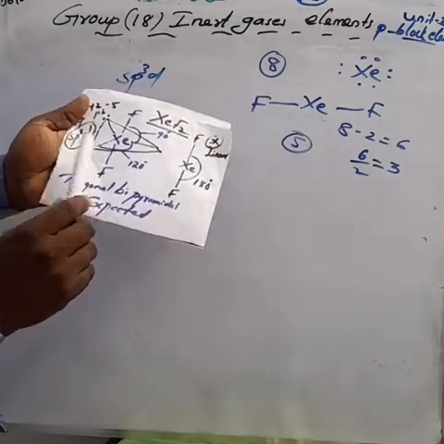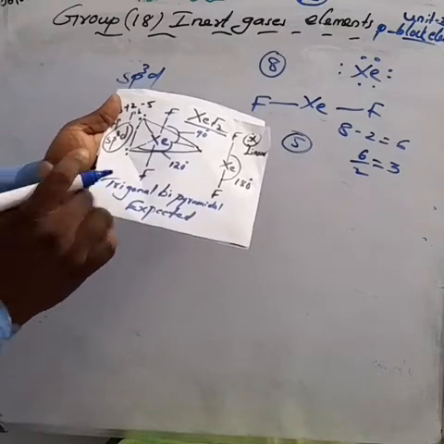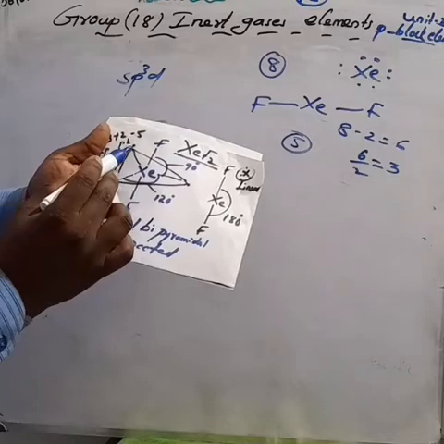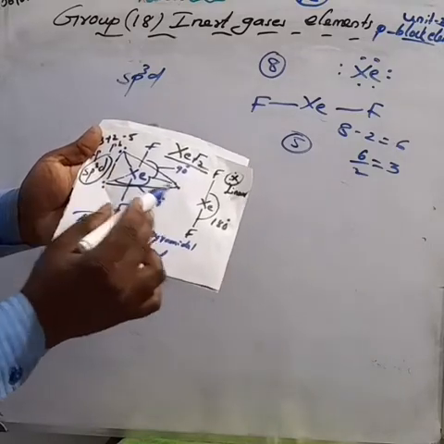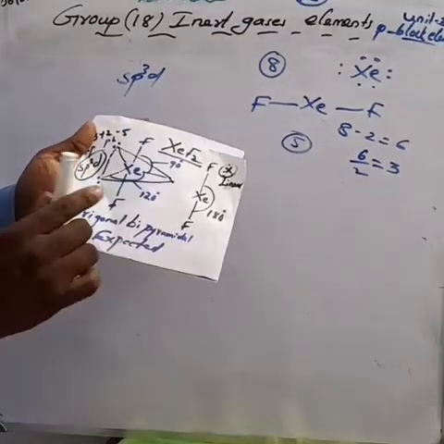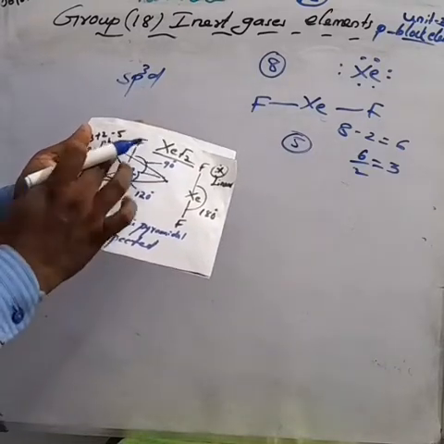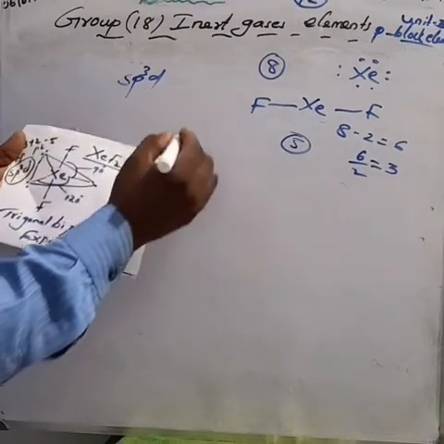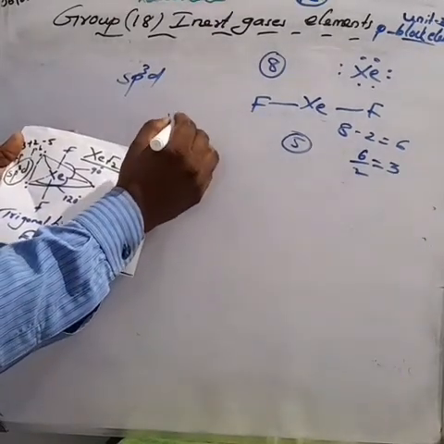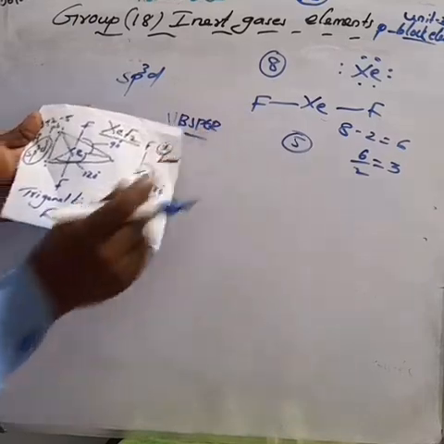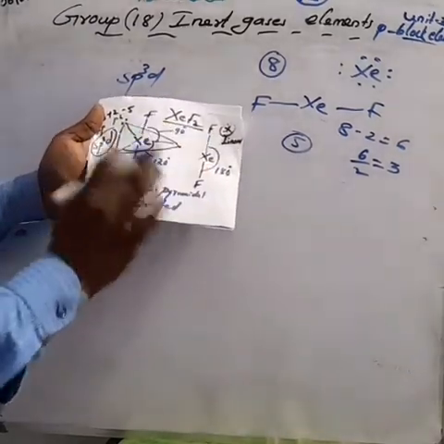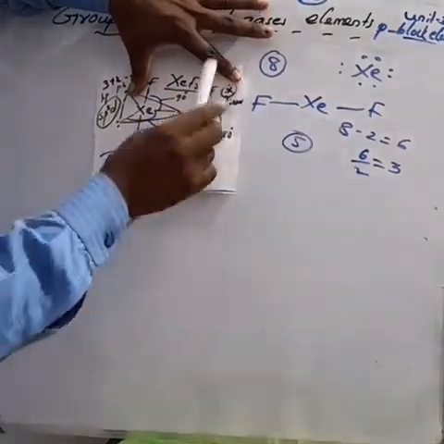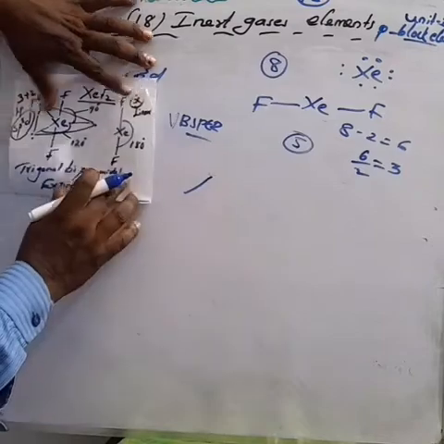But why does this shape change? It depends on whether we consider the lone pairs. I told you that xenon compounds here have how many lone pairs? 3 lone pairs. If you consider them, the shape is trigonal bipyramidal. But as per the valence shell electron pair repulsion theory, if we do not consider the lone pairs, we get a linear shape. So we have to draw the two shapes. The first shape is trigonal bipyramidal.